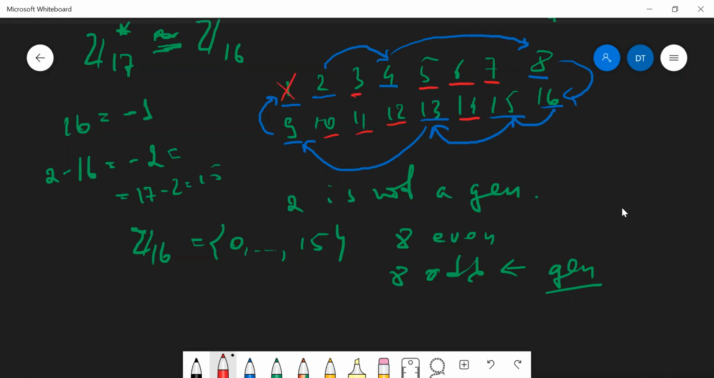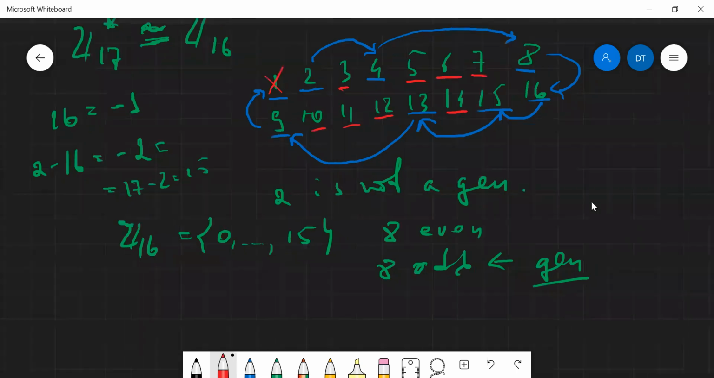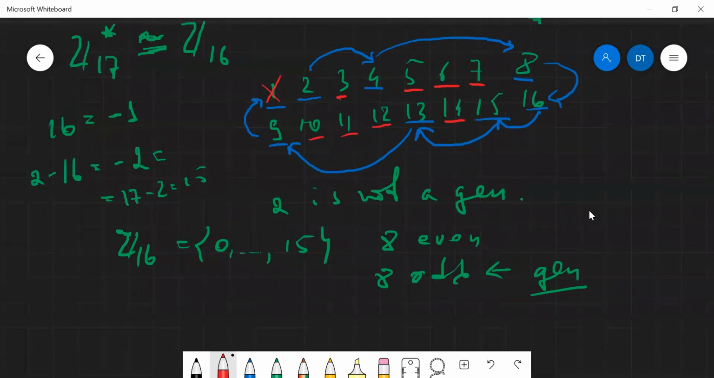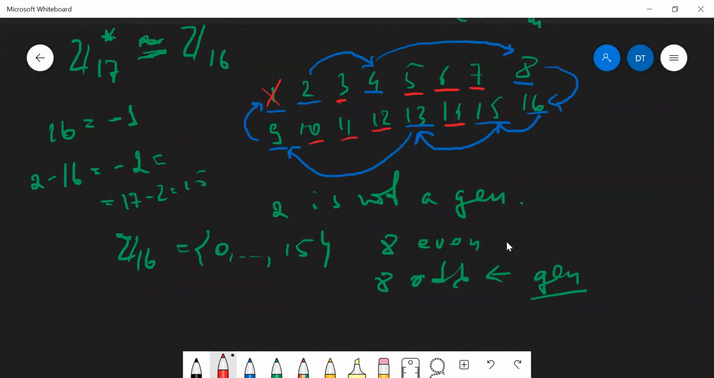So do you have any questions regarding this computation? Is it clear to everyone? Yeah. Okay. Could you explain one more time how we decided that all the left elements are generators?